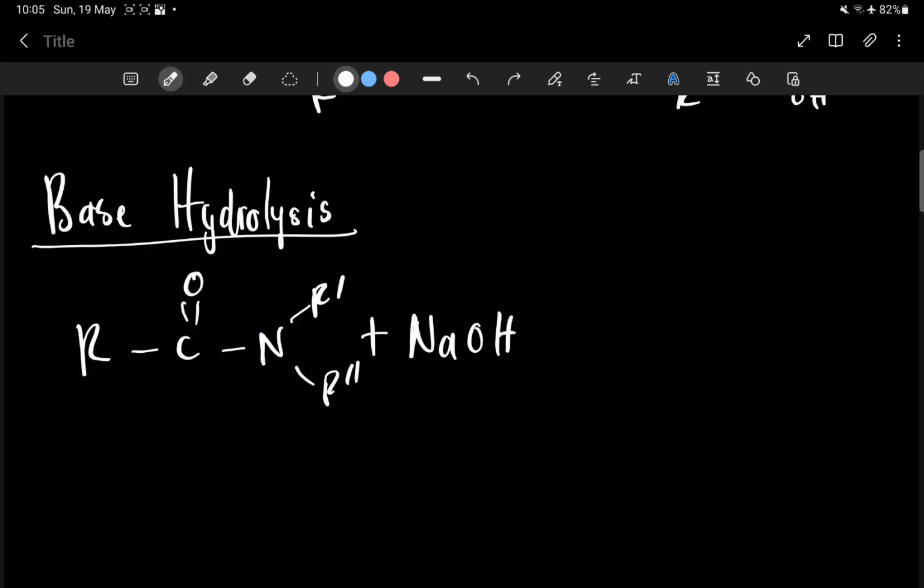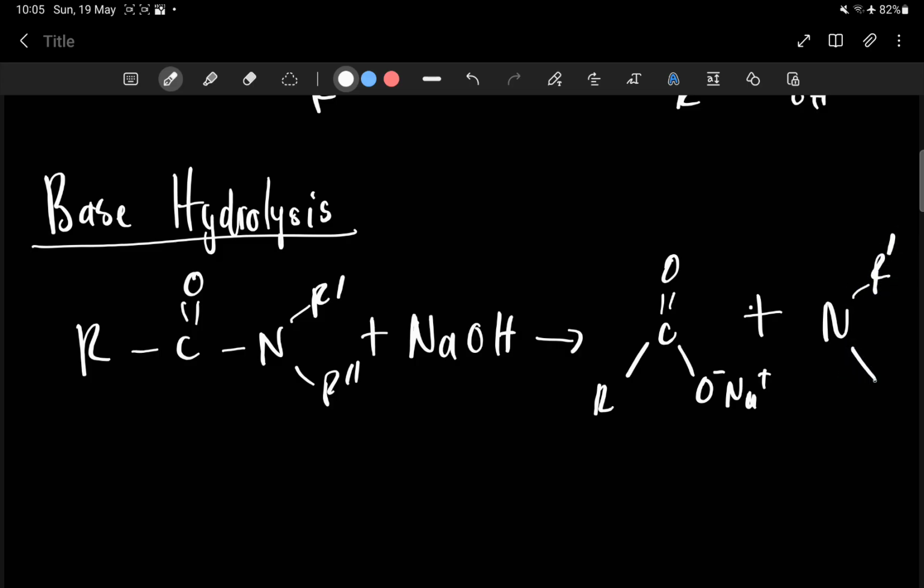So what are we going to end up having? In the end, your R bonded to C double bond O, and in here we are going to have an O minus and Na plus. Then what are we going to have as the other thing? This N comes away, but he's going to behave himself this time. R prime prime is just going to have an H, which is going to be enough.